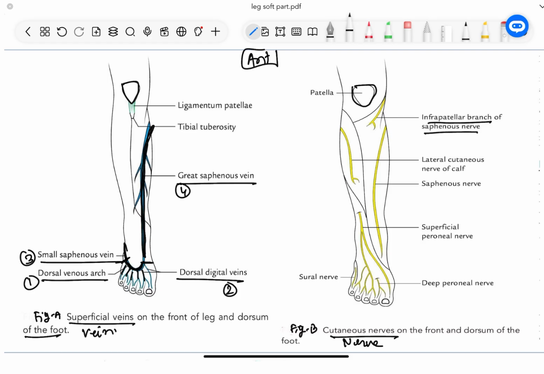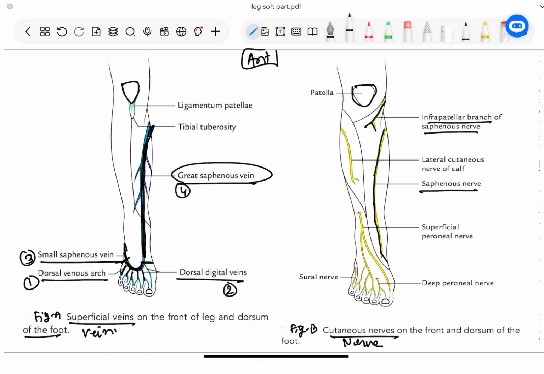You can see it pierces the deep fascia on the medial side of the knee and it will be supplying just below the patellar region, below the knee. Then one nerve is there, you can see this is the saphenous nerve. On the medial aspect, it is a long nerve running along with this great saphenous vein. This is the saphenous nerve and it supplies the medial aspect of the leg and even the medial border of the foot up to the ball of the big toe.